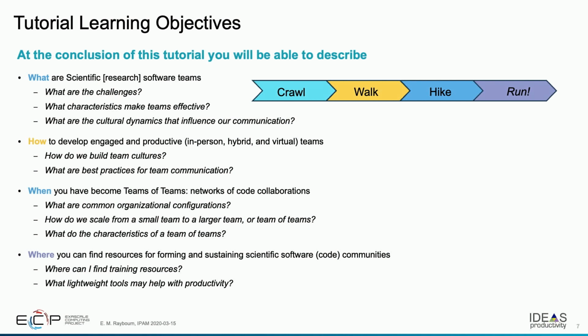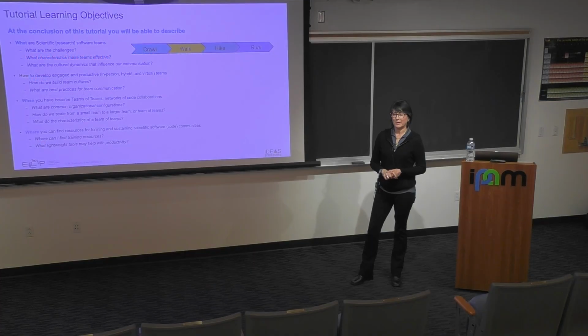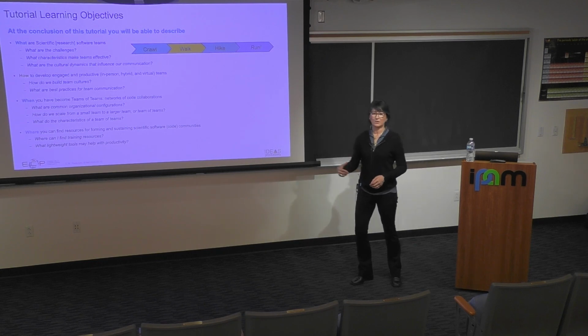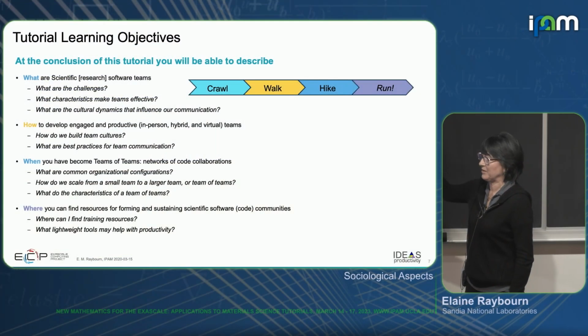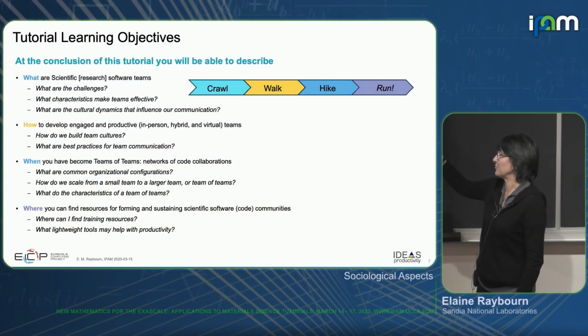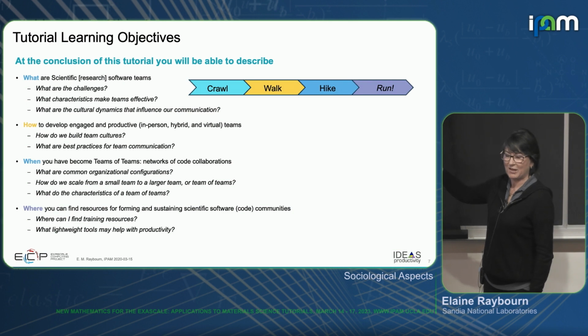This is something that we use a lot in training when we talk about an evolution of something from crawl to walk to run. And so we're going to start first by defining what scientific research software teams are, what the challenges are, what are some of the dynamics that are involved.